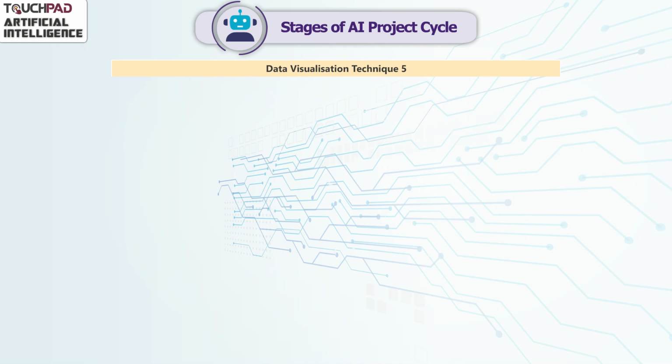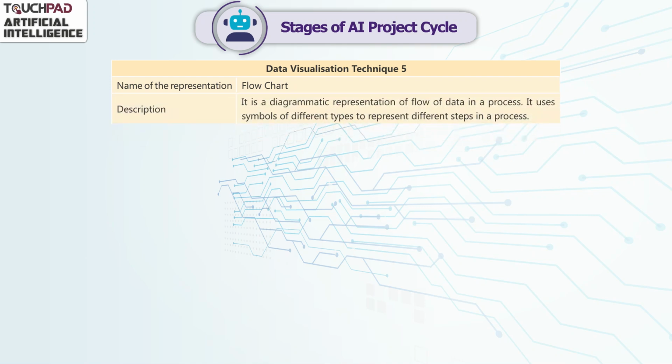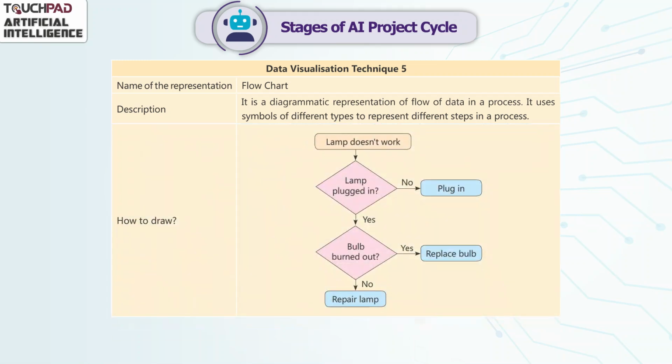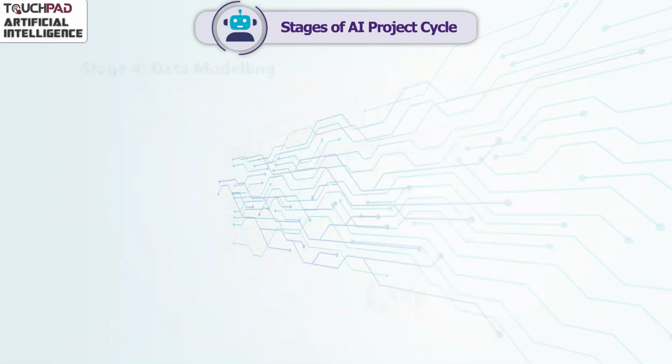Data visualization technique 5. Name of the representation: flowchart. Description: it is a diagrammatic representation of flow of the data in a process. It uses symbols of different types to represent different steps in a process. How to draw. Lamp doesn't work. Lamp plugged in. No, plug in. Yes. Bulb burned out. Yes, replace bulb. No, repair lamp. Suitable for which type of data? It is good for representing the flow of data in a process.